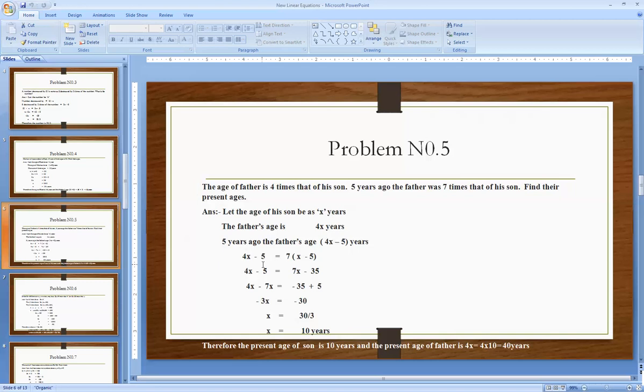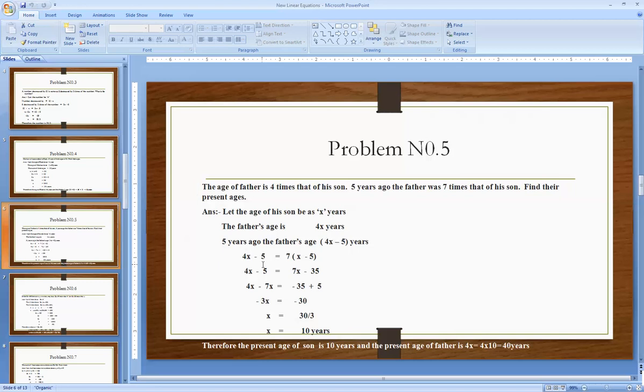So 5 years back, what will the age of father and age of son be? If x is the present age, then 5 years back the son's age will be x minus 5. In the same manner, the father's age 5 years back is 4x minus 5. So we deduct 5 for the previous year's age when we calculate. This father's age 5 years back will equal 7 times the son's age of 5 years back, because 5 years ago the father was 7 times that of his son.